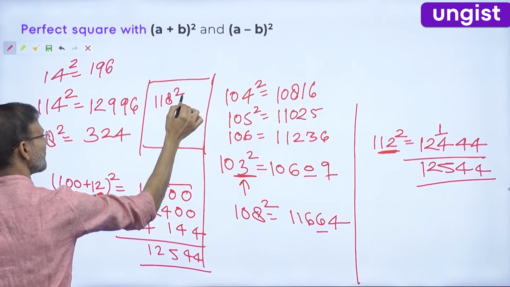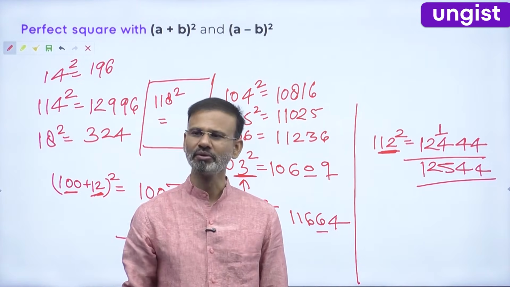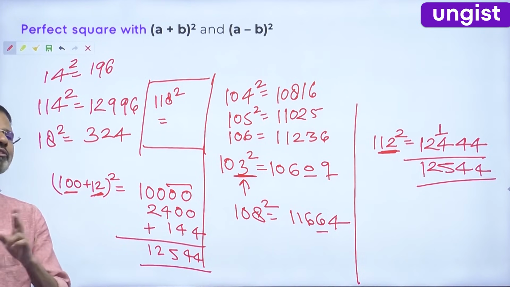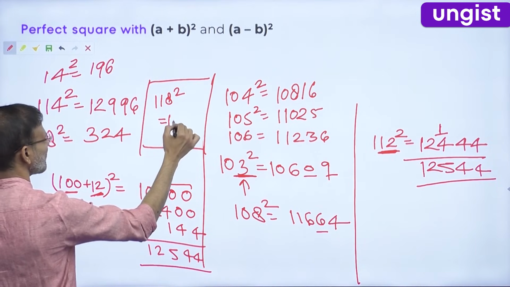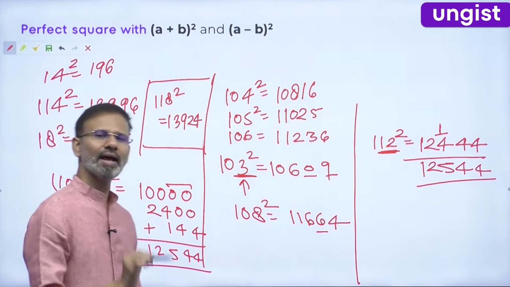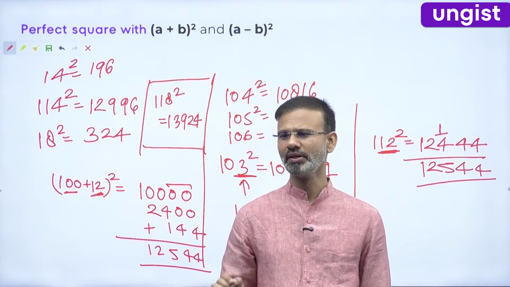The square of 118. 13924. Very good. It is 136 plus 3 is 139 and 24. Correct, everyone? It is 13924. Any doubt, friend, any confusion, any query? Anybody in the class? Clear?